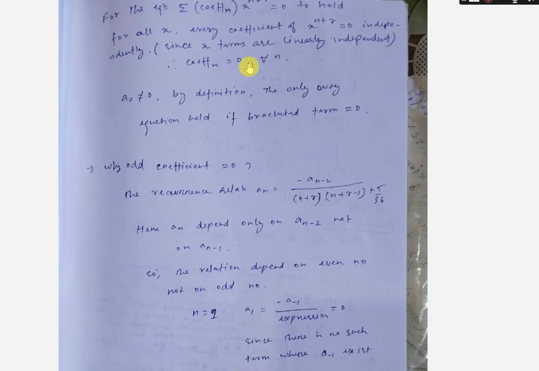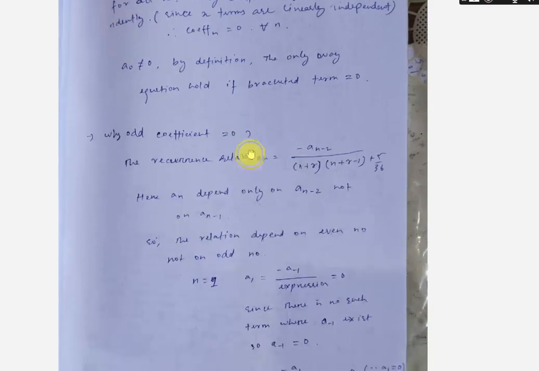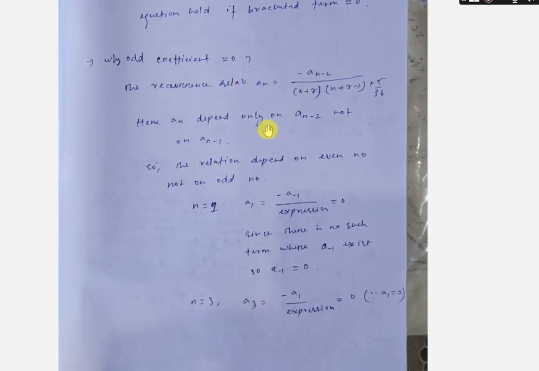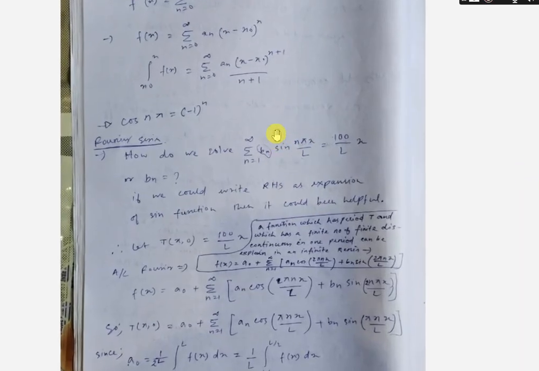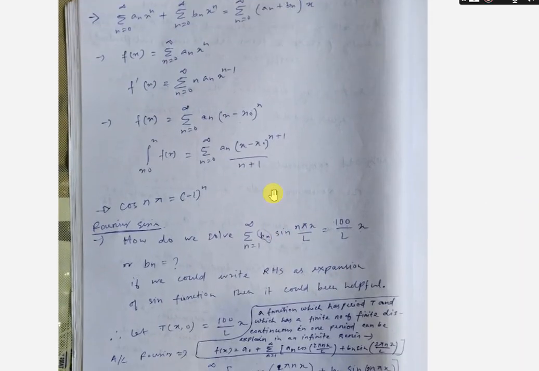Now the coefficient of this is equal to 0 for all n. Now a_0 is not equal to 0 by definition. The only way the equation holds is if the bracketed term is equal to 0. This is why we equate the coefficient to 0. Now, why are the odd coefficients 0? Because there is no dependency, right, with the odd terms.